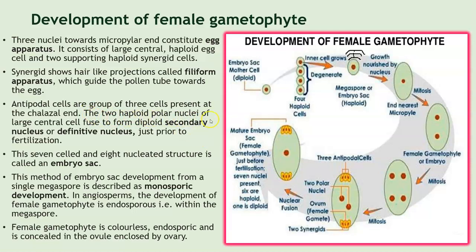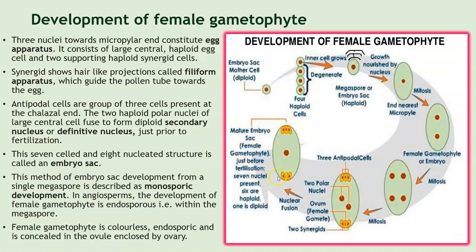The 2 haploid polar nuclei of the large central cell fuse to form a diploid secondary nucleus or definitive nucleus just prior to fertilization. So here you can see, just prior to fertilization, they fuse to form a diploid secondary nucleus. This 7-celled and 8-nucleate structure is called an embryo sac. If you look at this figure, this is your mature embryo sac, which is called the female gametophyte. It reaches this stage just before fertilization.